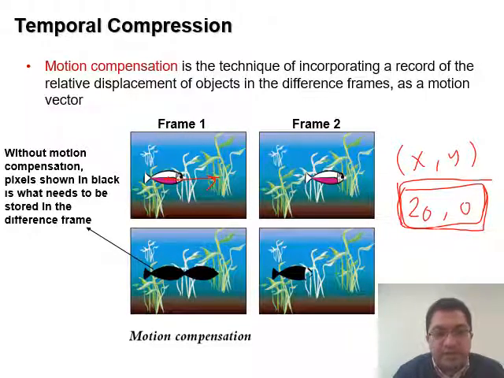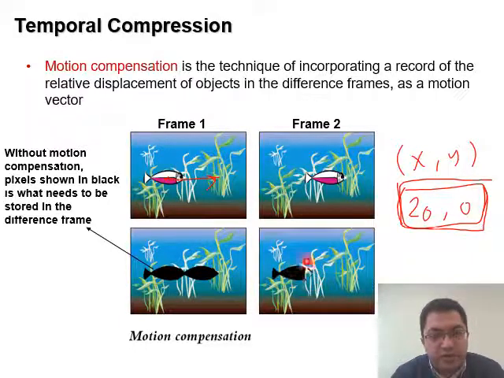Okay, and in addition to what? In addition to when the fish moved from this point to this point, there is some part that was uncovered by the fish. Now, okay, let's assume we're doing this. We're taking this fish and moving it here. So how about this area? Where would we get its value from? That is what we need to store from frame number 2.